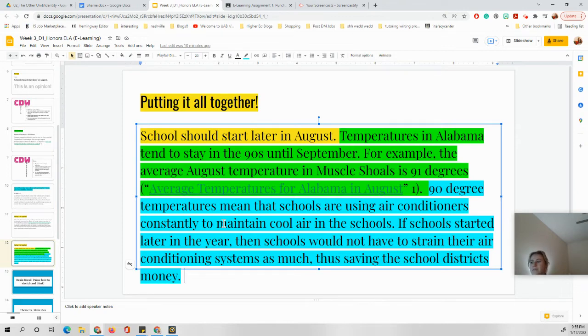What has the most in this paragraph? Is it yellow? Is it green? Is it blue? The correct answer is blue, because the warrant should be your longest part of a CDW paragraph. It should not be 18 lines of data. You want to be specific with that. Your claim should not be 18 lines, okay?